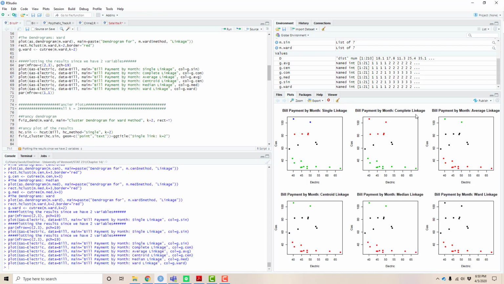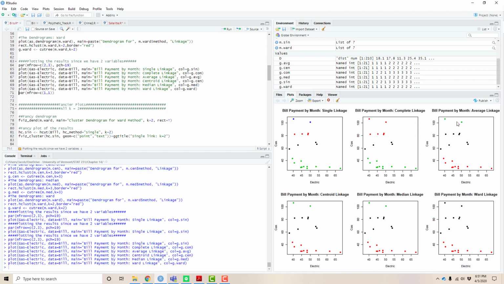It appears that single linkage has these 4 groups, and we could probably merge some of these 2 here together. Maybe these 2 can go down here, or the red and the black we could probably merge together in their own groups. Kind of like what complete linkage did, where we had 3 groups: these 4 black dots, these upper red dots for the colder months, and these green dots for the warmer months.